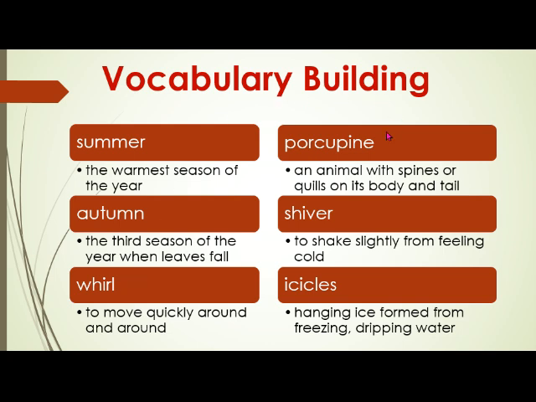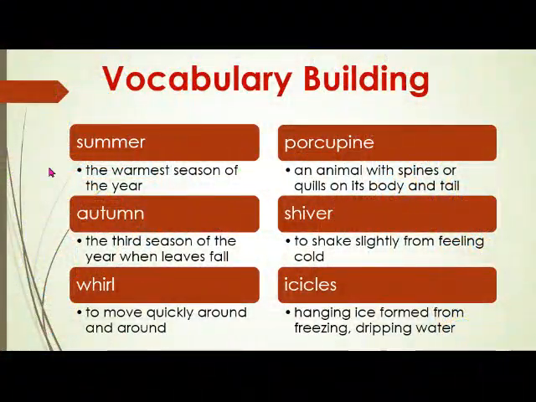Our next word is porcupine. A porcupine is an animal with spines or quills on its body and tail. So remember, those spines and quills are those pointy parts that can poke you. Our next word is shiver. Shiver means to shake slightly from feeling cold. So if you were shivering, you might actually be shaking a little bit because it is so, so cold.